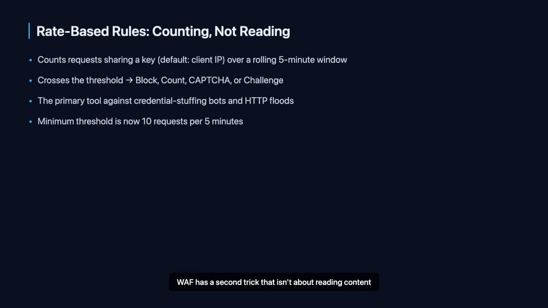WAF has a second trick that isn't about reading content at all. It's called a rate-based rule, and it works by counting. It tallies up requests that share a key, by default the client's IP address, over a rolling 5-minute window. When one source crosses your threshold, WAF takes action. Block it, count it, or hit it with a CAPTCHA or challenge. This is your primary weapon against credential stuffing bots and HTTP floods, where the problem isn't what's in each request, but how many are coming.